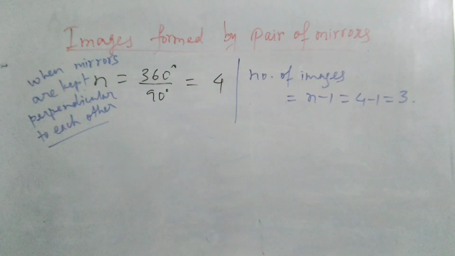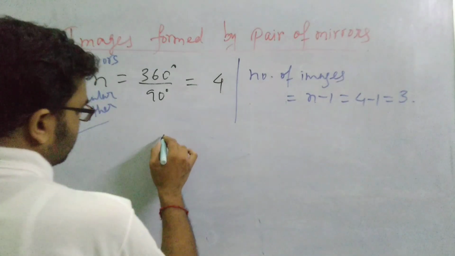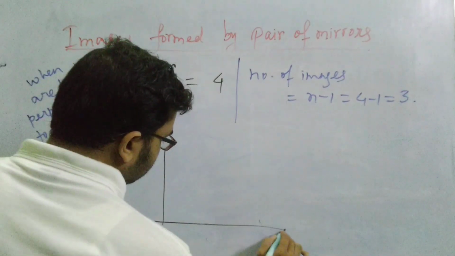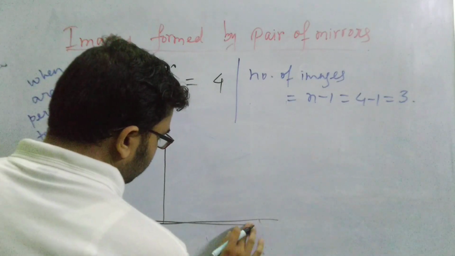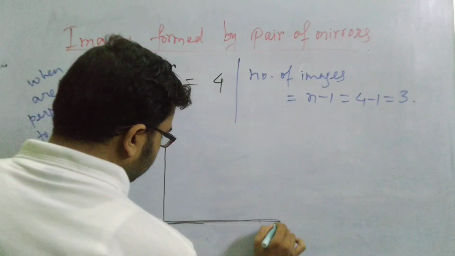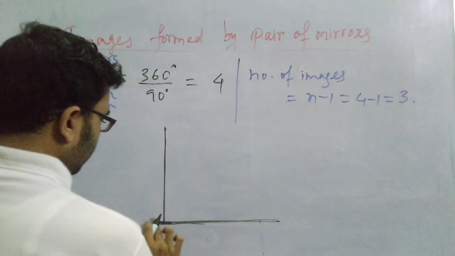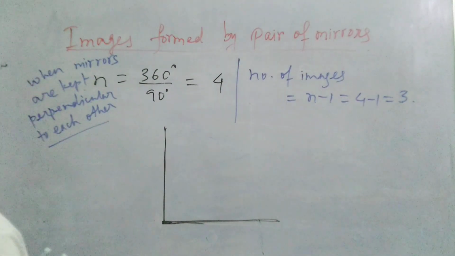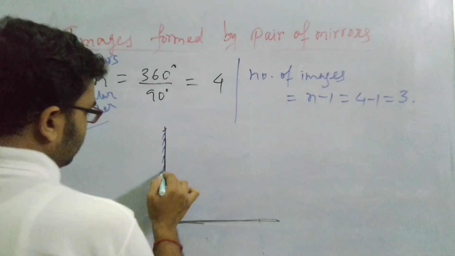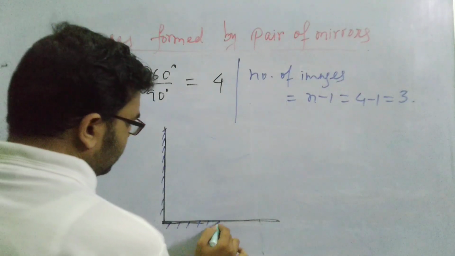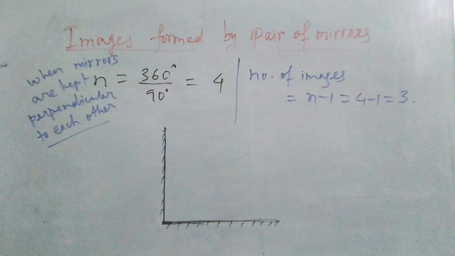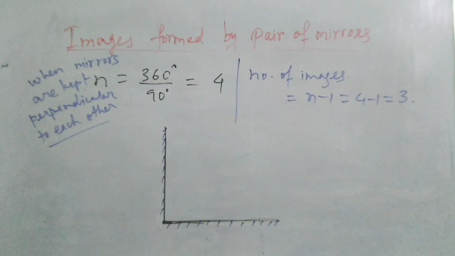Let us see how. If we consider two mirrors kept perpendicular to each other like this, and we are doing the silvering on the back side. Now an object can be placed symmetrically or asymmetrically, it does not matter, because when n turns out to be even, it is all the same for both the things.